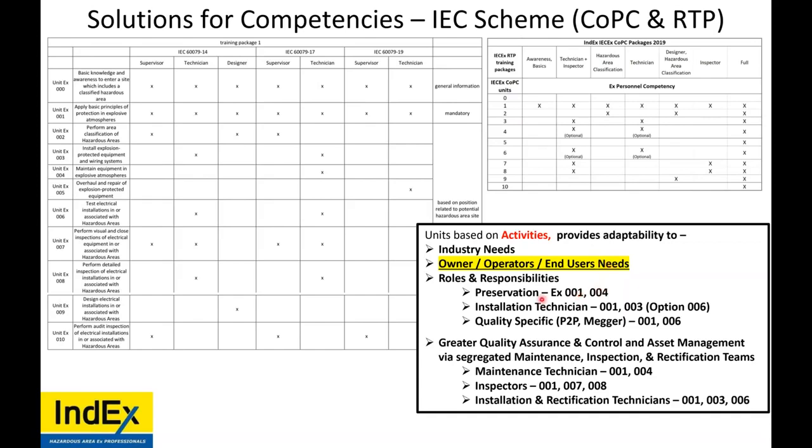So these roles and responsibilities, you could have somebody just doing preservation. You could have somebody that's just an installation technician, or somebody that just does testing, so using a multimeter, using an insulation resistance test. So there's greater quality assurance and control and asset management via segregated maintenance, inspection, and rectification teams. So there's the ability for impartiality.